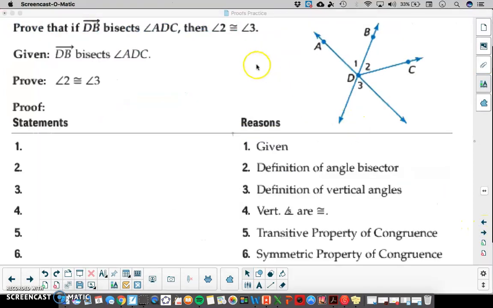In this proof dealing with angles, we have that ray DB bisects angle ADC. We want to prove that angle 2 is congruent to angle 3. I've given you the reasons in this proof, and I want you to provide the statements that show angle 2 is congruent to angle 3 using these definitions and properties.